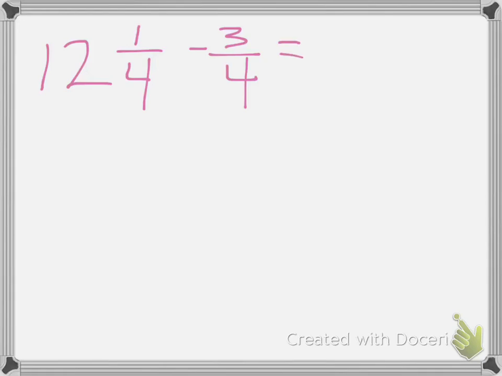Okay, moving on. This is the last one we're going to do. I'm going to write it, and then I want you guys to pause it. Go ahead and solve it on your own, and then you may push play to check your work. 12 and 1/4 minus 3/4 equals. All right, I'm noticing that my denominators are the same. I have 12 ones, and I'm noticing that I can't take 3 from 1.